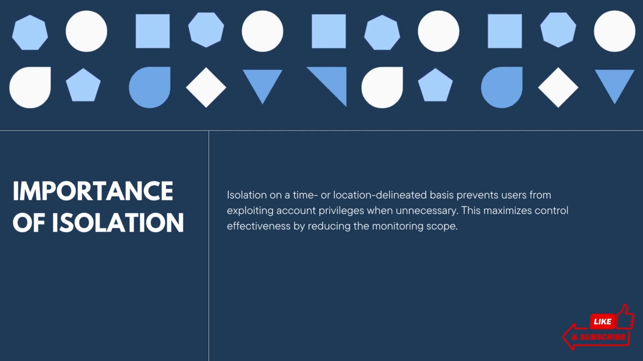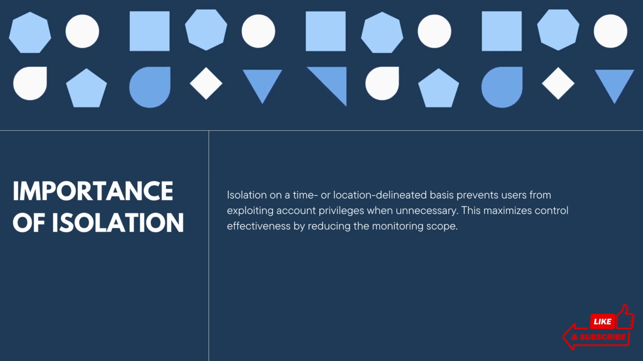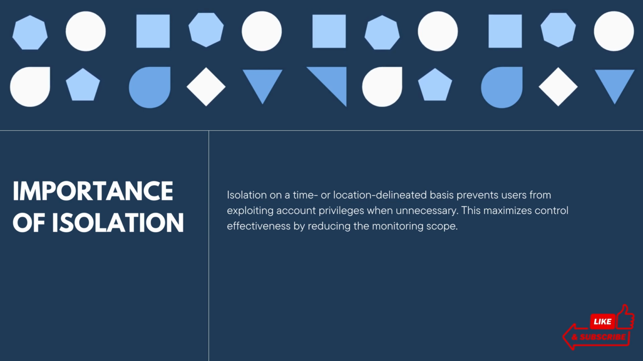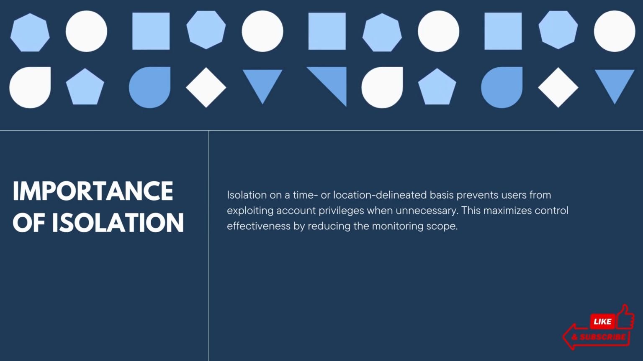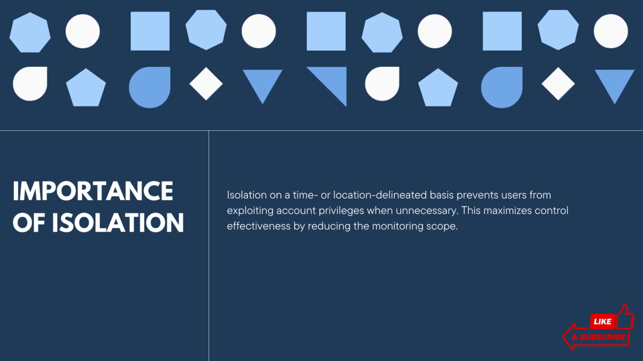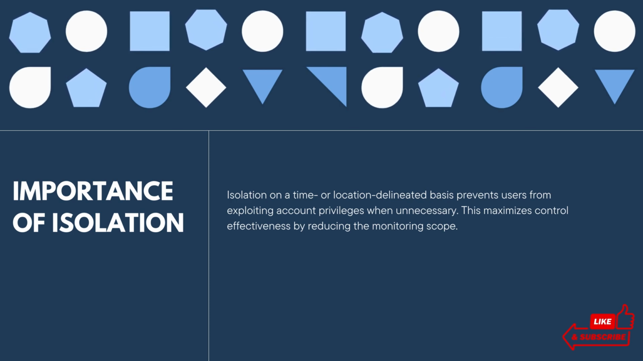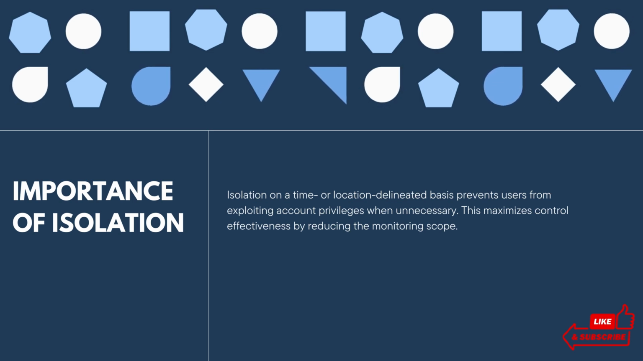It makes life easier for the security team too. With a smaller scope to watch, just the right times and places, they can zero in like a laser instead of chasing shadows everywhere. It's like turning a giant messy spotlight into a tight, controlled beam. So, isolation doesn't just add walls, it maximizes how effective your control really is. Pretty clutch, right? Let's keep this train rolling.